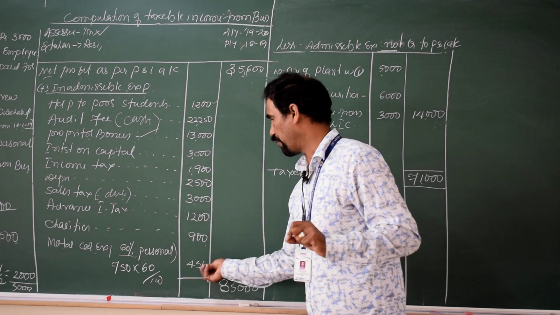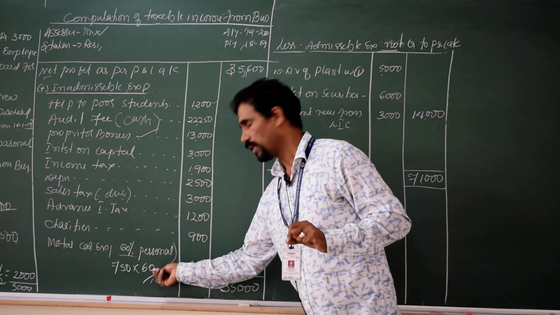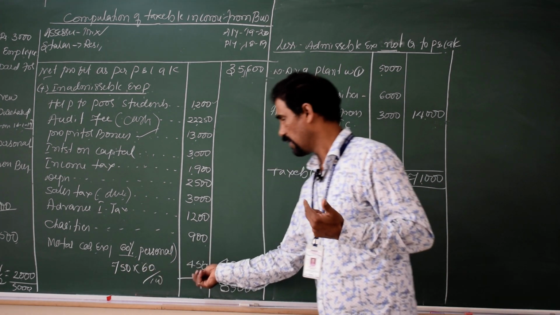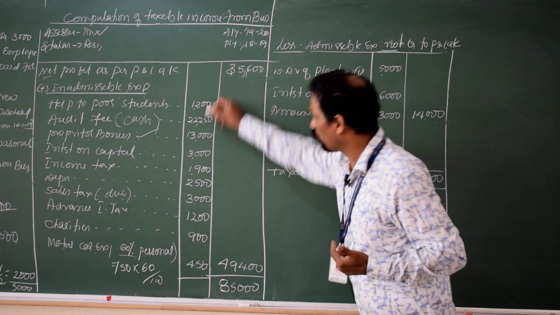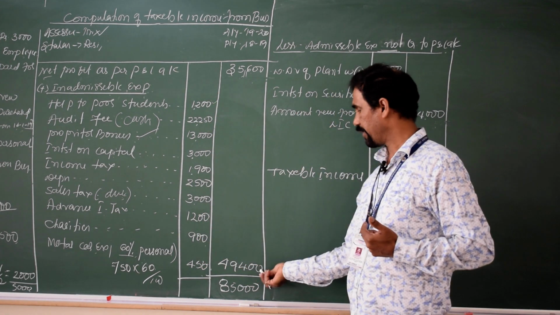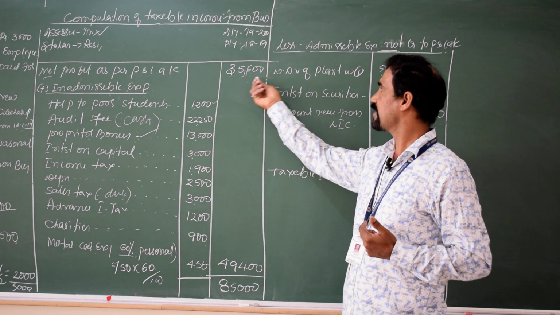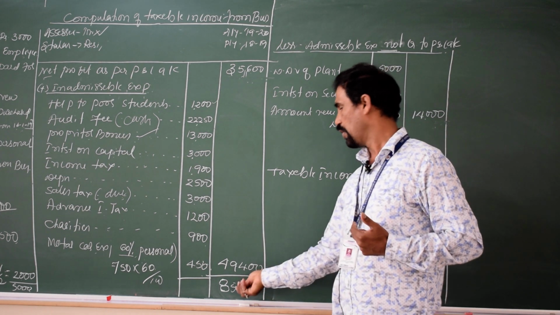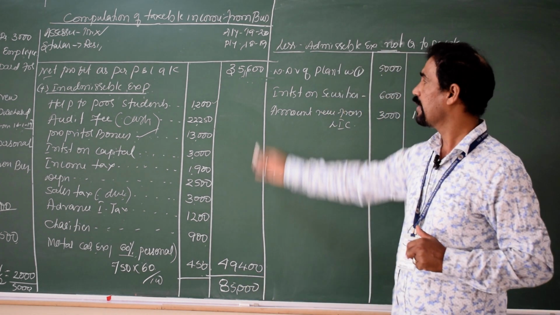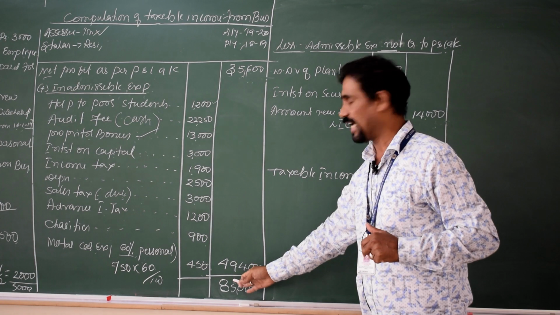So 450 out of 750 is used 60% for personal, that is 450. You can take the total, all of it, 49,400. What is the net profit? 35,600 plus 49,400, total amount 85,000, is the inadmissible expenditure.